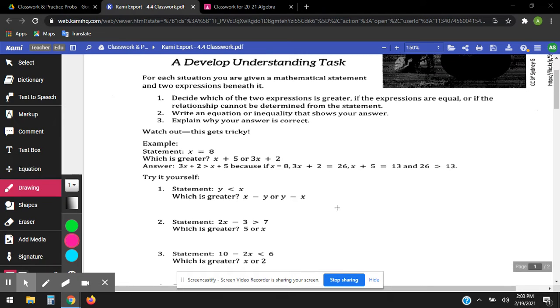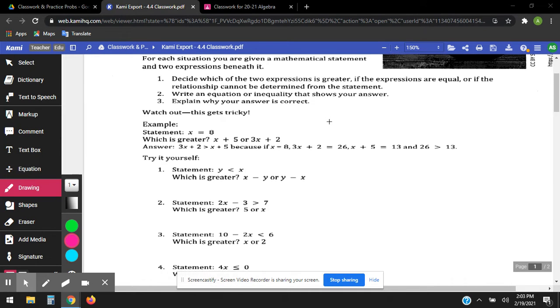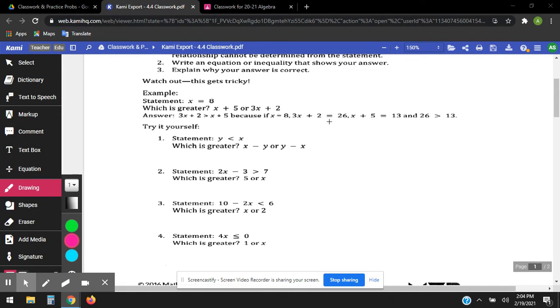So for each situation, you're given a mathematical statement and two expressions beneath it. First, we're going to decide which of the two expressions is greater, if the expressions are equal, or if the relationship cannot be determined from the statement. Then we're going to write an equation or inequality that shows our answer and explain why your answer is correct. So we just have to be careful because this can be tricky.